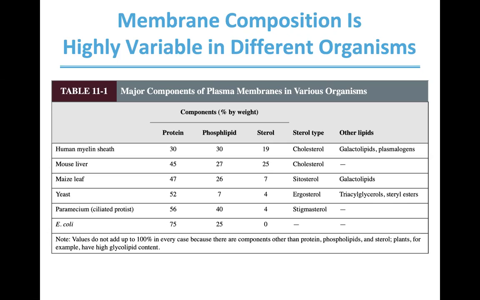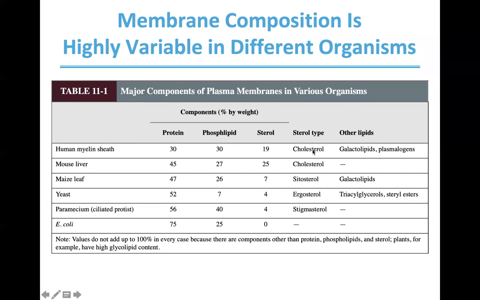Yeast is a unicellular organism, needs to communicate with the outside world. Lots of protein and very little phospholipid. So only 7% of phospholipid and 4% of sterol. But as far as sterol, something that we need to discuss in more detail, maybe a little later. We'll talk about ergosterol.